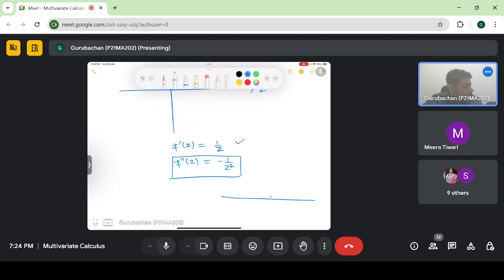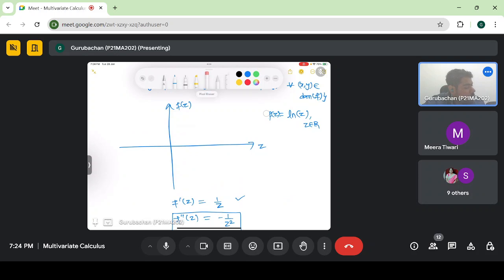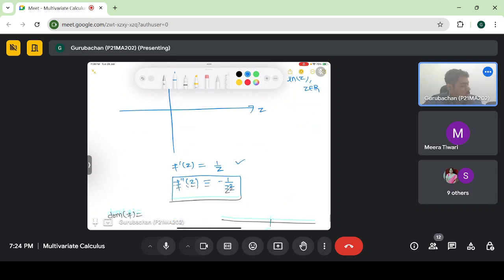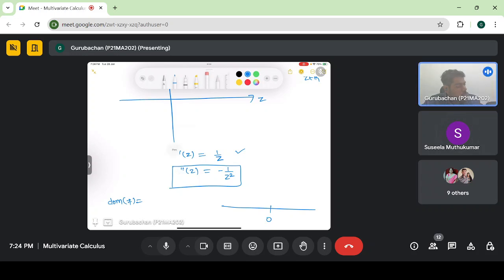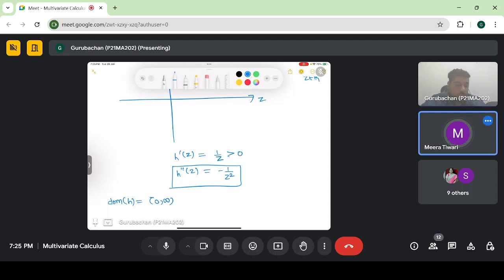So what will be the critical point? The critical point will be 0, but f dash z is not defined at 0. I would like to mention here, to avoid confusion, the function h, so that you cannot confuse it with the above example. The domain of this h will be positive real numbers, that is 0 to infinity. So the single derivative will be strictly greater than 0.